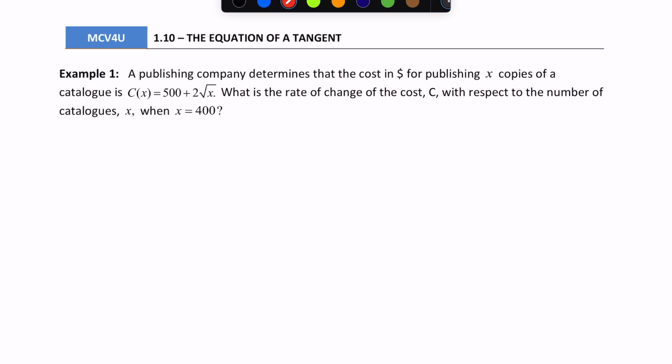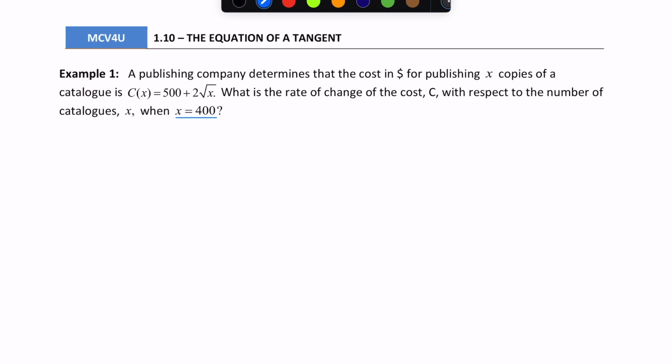Today we'll be talking about the equation of a tangent and continuing our exploration of what that means in terms of calculus. In this first example, a publishing company determines that the cost in dollars for publishing x copies of a catalog is represented by the function C(x) = 500 + 2√x, where we want the rate of change of the cost C with respect to the number of catalogs x when x is equal to 400.